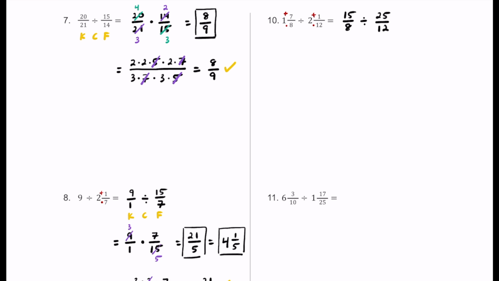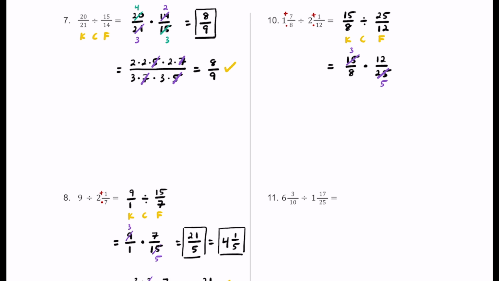Now we have a top and a bottom for both, so we can keep, change, and flip and turn this into a multiplication problem. That's our strategy here. So keep the 15 over 8, change the division to multiplication, and then flip the 25 over 12 to make 12 over 25, or reciprocate it, okay? We can go ahead and cross cancel. It looks like the 15 and 25, we can divide them both by 5. 15 divided by 5 is 3. 25 divided by 5 is 5.